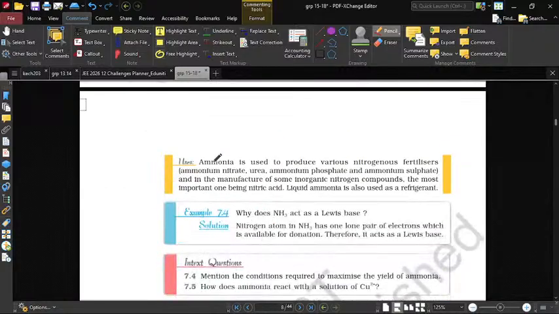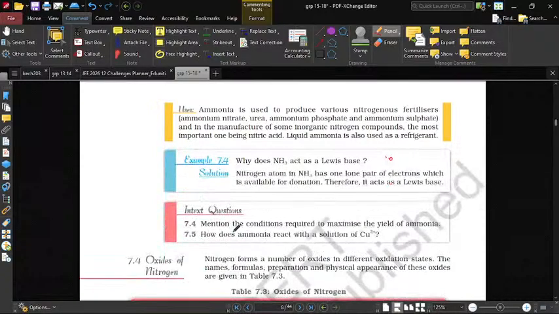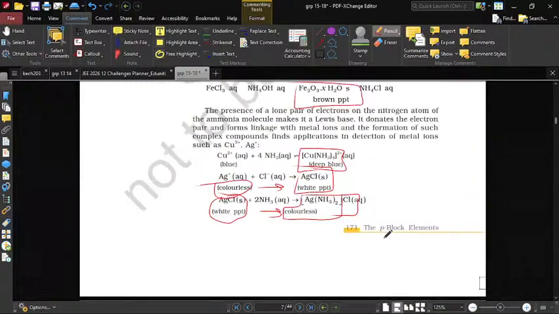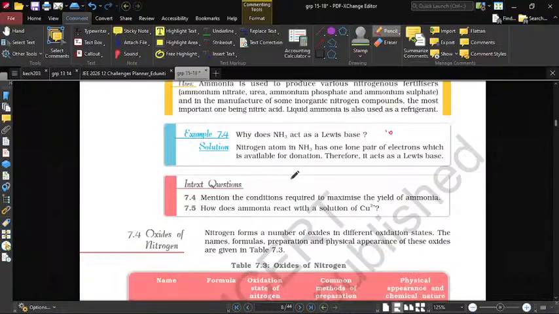Cool. So ammonia is used to produce various nitrogenous fertilizers, ammonium nitrate, urea, ammonium phosphate, ammonium sulfate, and in the manufacture of some inorganic nitrogen compounds, the most important one being nitric acid. Liquid ammonia is also used as a refrigerant. Why does NH3 act as a Lewis base? Because it has a lone pair. Mention the conditions required to maximize yield, high pressure or high temperature. How does ammonia react with a solution of copper? It forms a deep blue solution, from blue to deep blue, more concentrated.